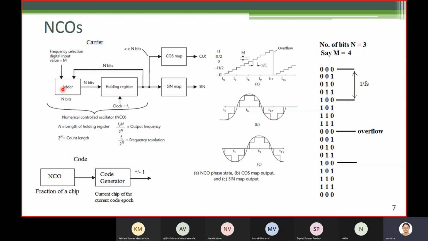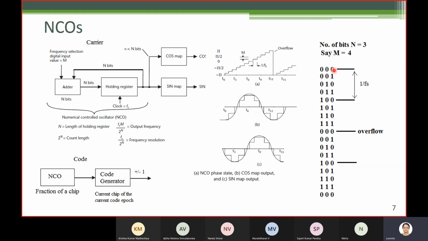Let's understand how this happens with a specific example. Let's say n is equal to 3, so it can have 3 bits, and M is equal to 4. Here we see different contents of the adder. So we have 3 bits: 0, 0, 0, then 0, 0, 1, and so on. These will be the different values that the adder can have: 0, 1, 2, 3, 4, 5, 6, 7. After that, when all are ones, it will be reset to 0. So this is how the adder keeps on incrementing its values.